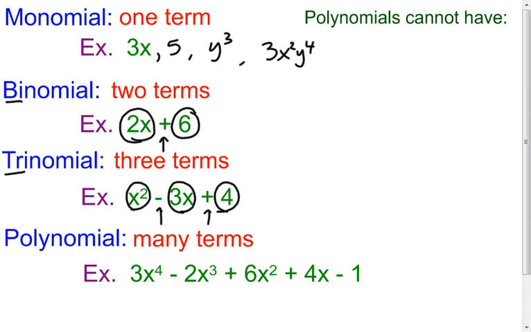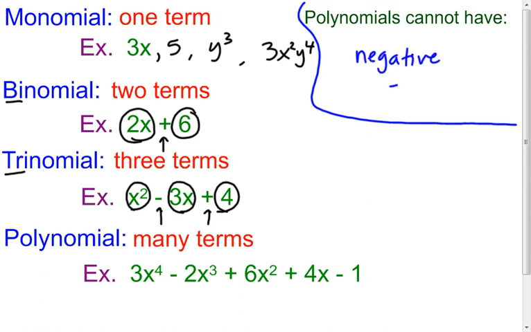Okay? Then polynomial means many terms. Actually, a monomial, binomial, trinomial are all types of polynomials. Typically, if it's bigger, it has more than 3 terms in it, we call it a polynomial. Just so you know, and you might want to write this down, I'm going to kind of box this up so we can see this better. Polynomials cannot have negative exponents in them. We will talk about why that is later in your career, but polynomials cannot have negative exponents.